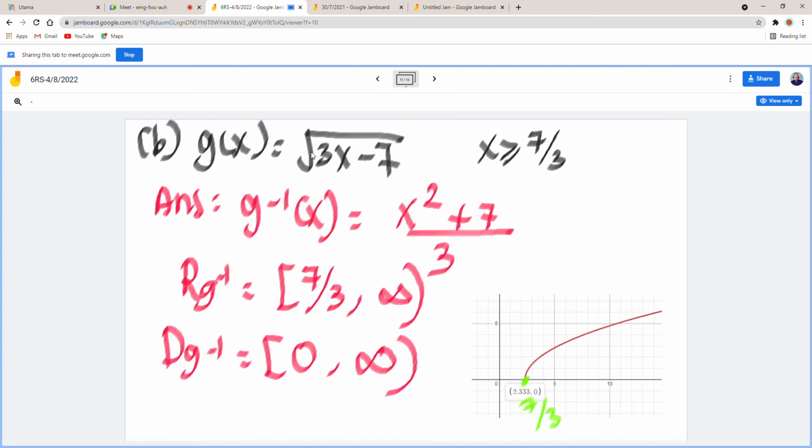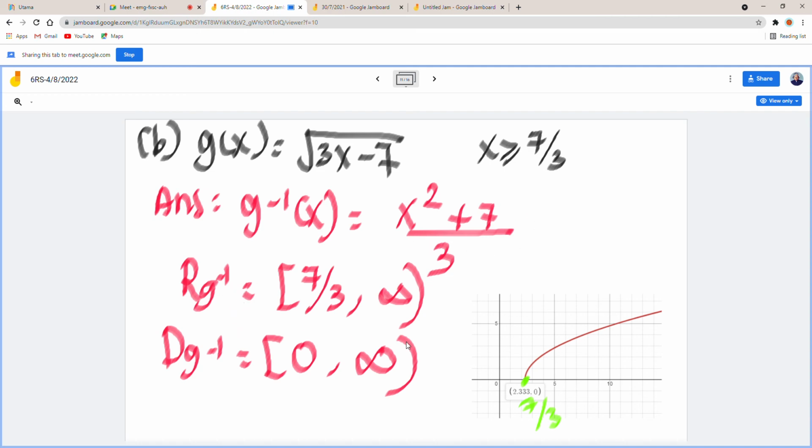4b. Okay, they gave the square root of 3x minus 7. So this one has to be more than 0. So x is more than 7 over 3. So the graph should start over here. And the g inverse, you know, is going to be x squared plus 7 over 3. But they didn't ask us to find the... Oh yeah, they asked us to find the inverse.